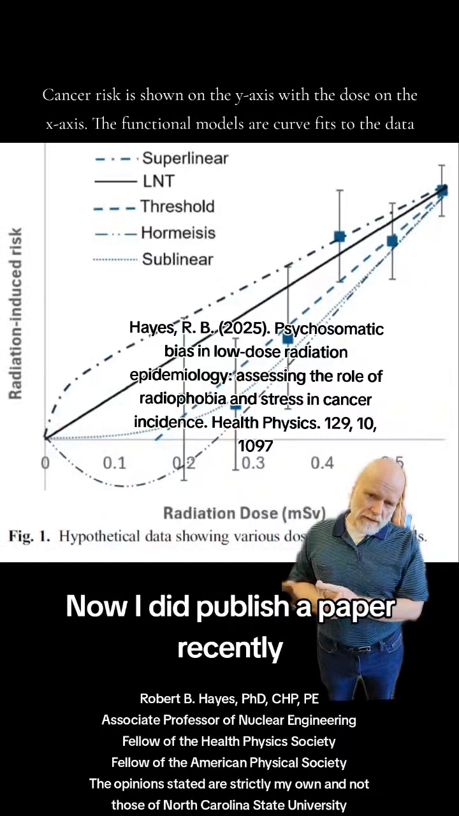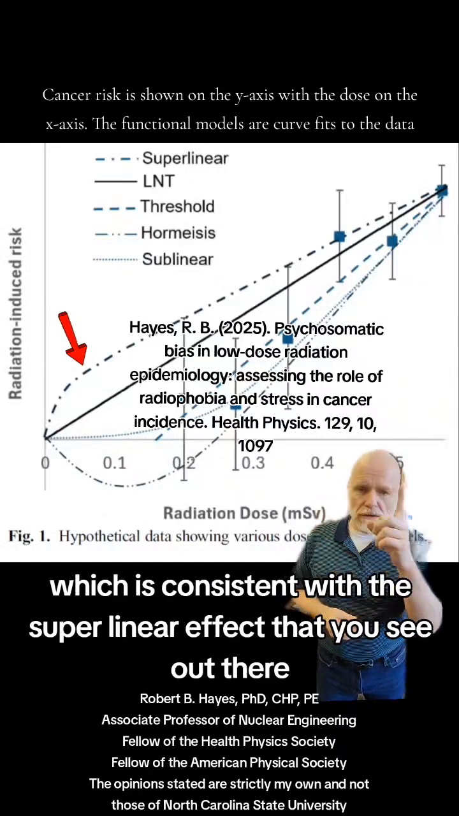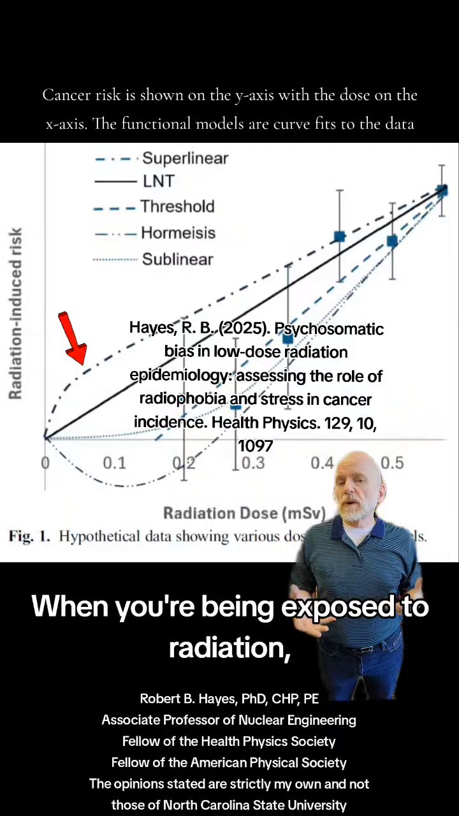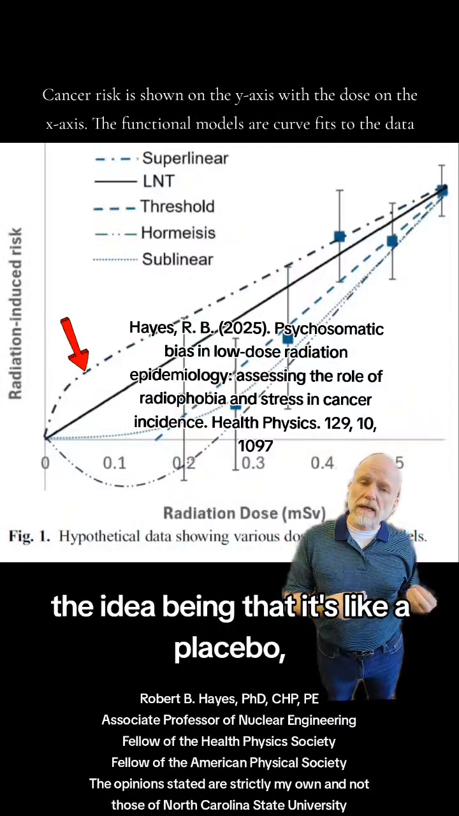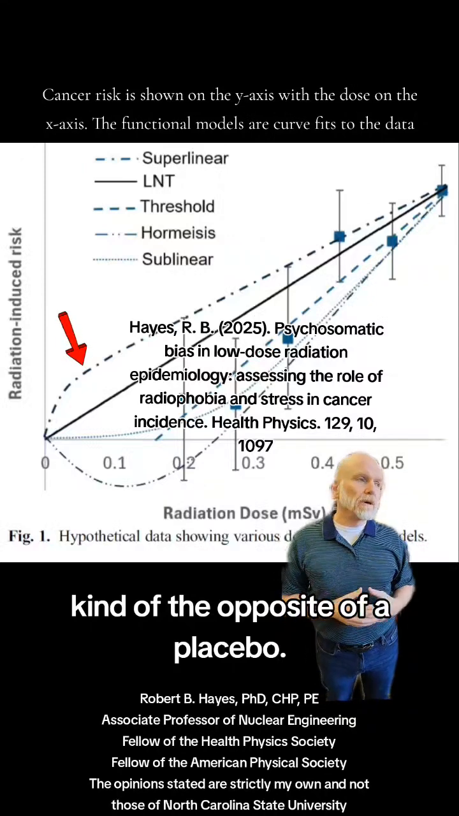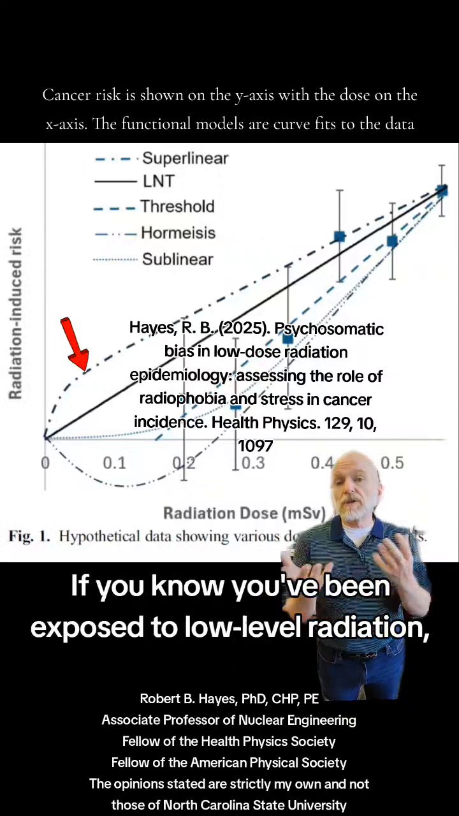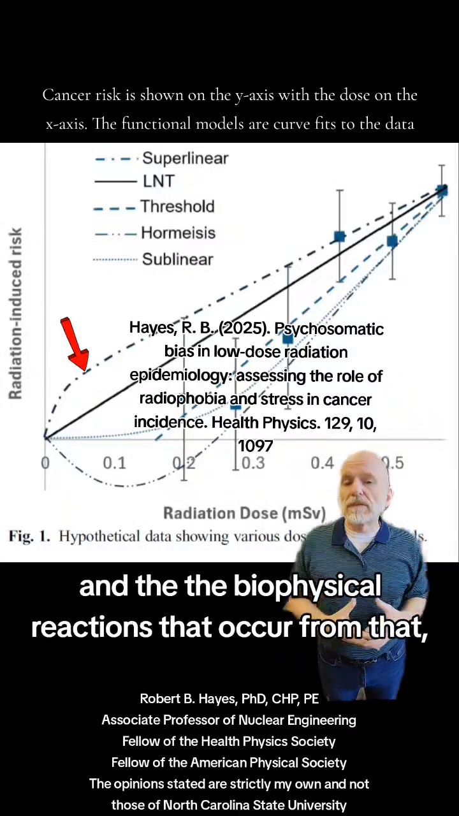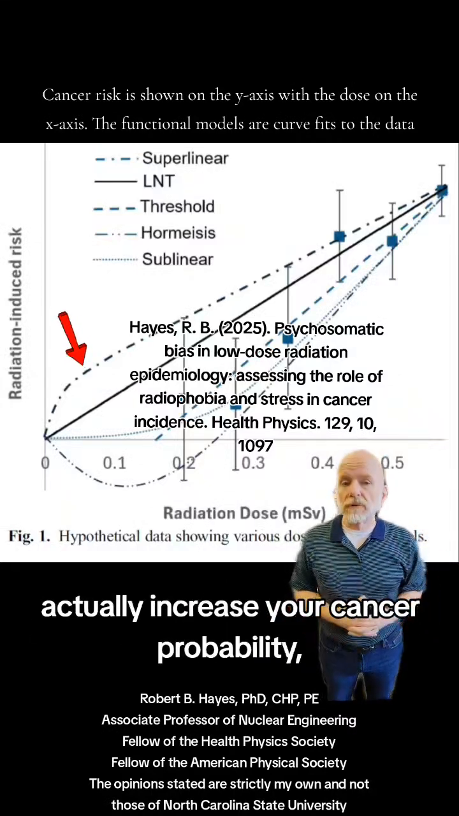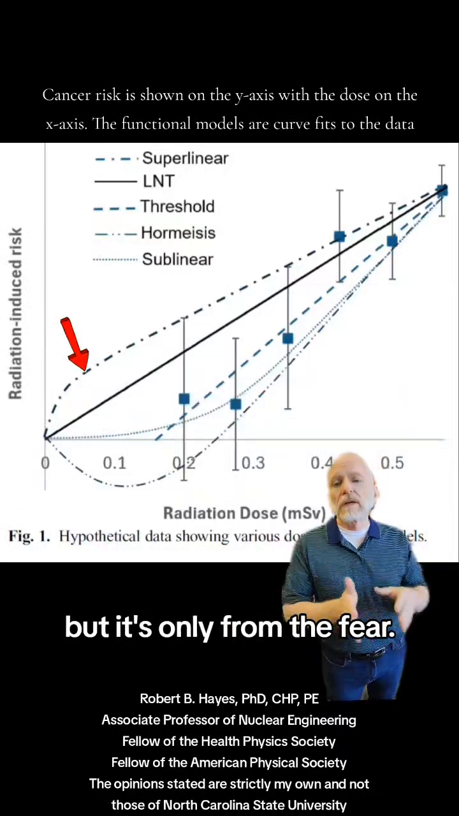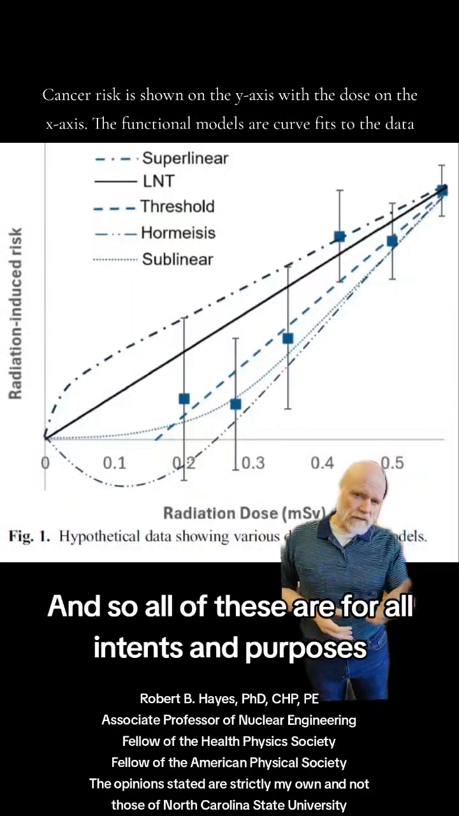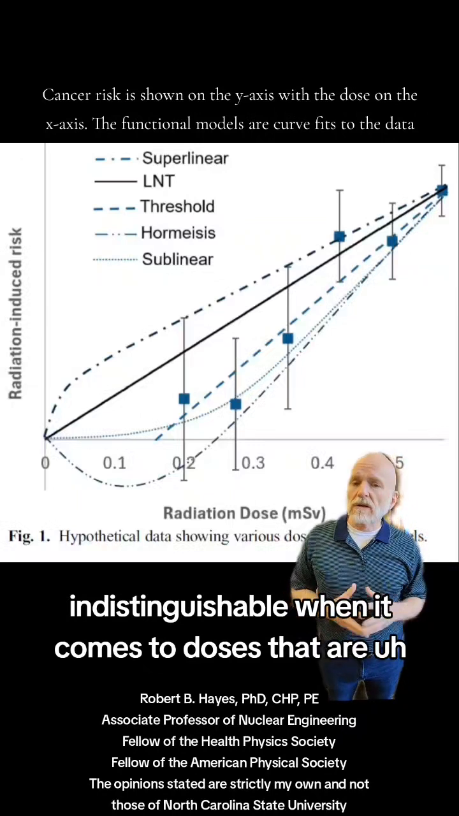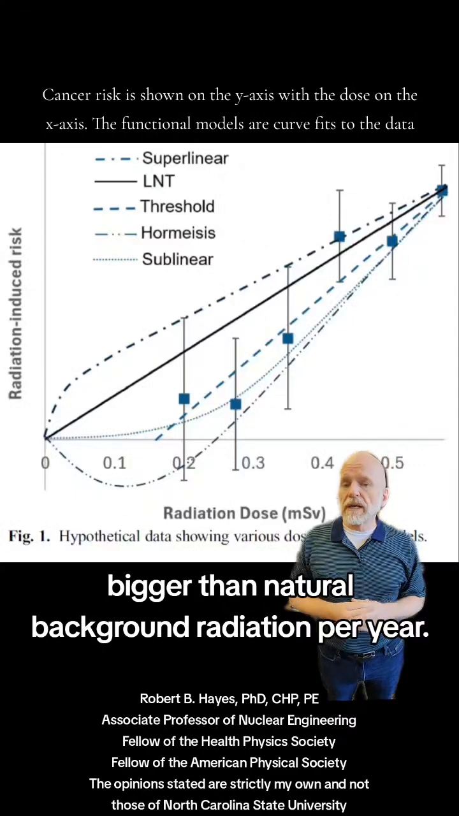Now, I did publish a paper recently, which is consistent with the superlinear effect that you see out there, but that's simply due to the added effect of stress when you're being exposed to radiation. The idea being that it's like a placebo, kind of the opposite of a placebo. If you know you've been exposed to low-level radiation, your stress levels go up, your cortisol levels go up, and the biophysical reactions that occur from that actually increase your cancer probability, but it's only from the fear, not from the radiation. And so all of these are, for all intents and purposes, indistinguishable when it comes to doses that are bigger than natural background radiation per year.